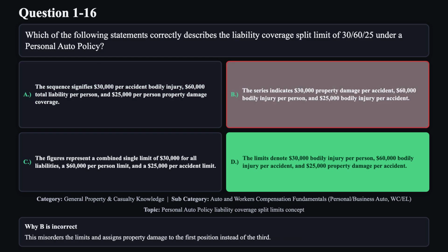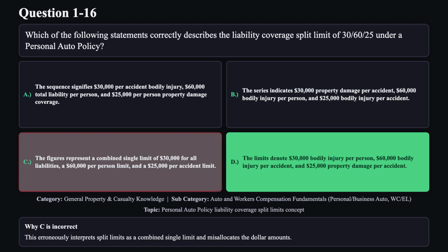Reason B is not correct. This misorders the limits and assigns property damage to the first position instead of the third. Reason C is not correct. This erroneously interprets split limits as a combined single limit and misallocates the dollar amounts.